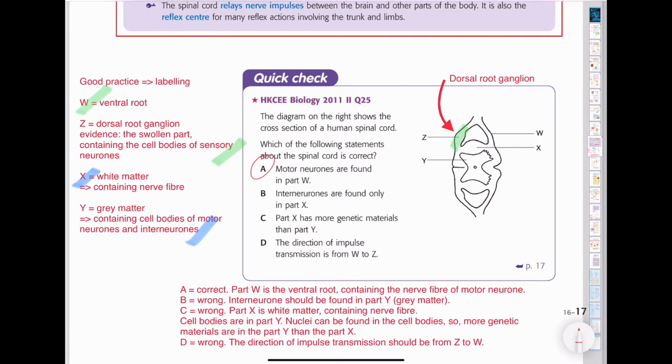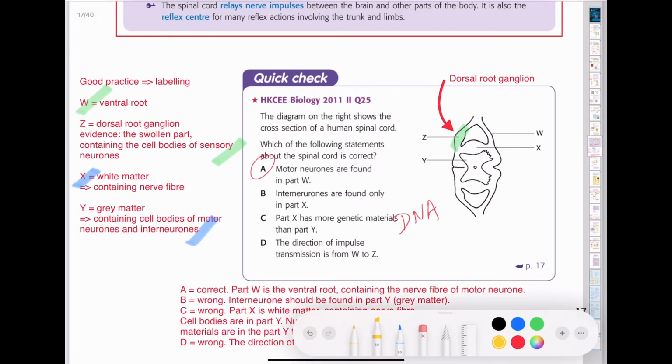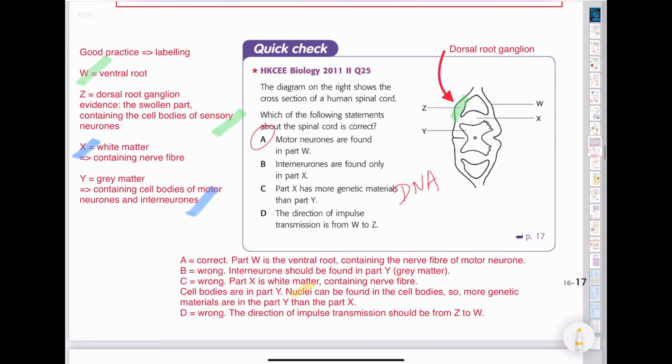And then answer C is also wrong. Part X has more genetic material, so that's the DNA, okay, than part Y. For part Y, it should be the gray matter, and the gray matter contains the cell bodies of motor neurons and interneurons. And what we know is that the genetic material, the DNA, can be found in our nucleus, and the nuclei can be found in the cell bodies. So more genetic material should be found in part Y rather than in part X. So that's why answer C is wrong.